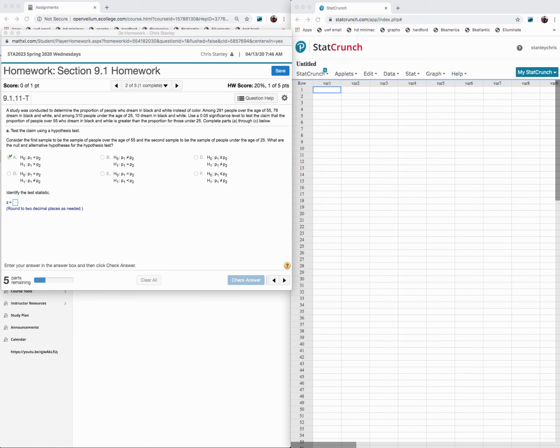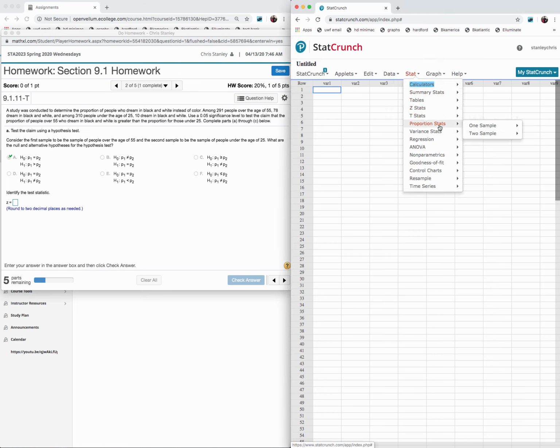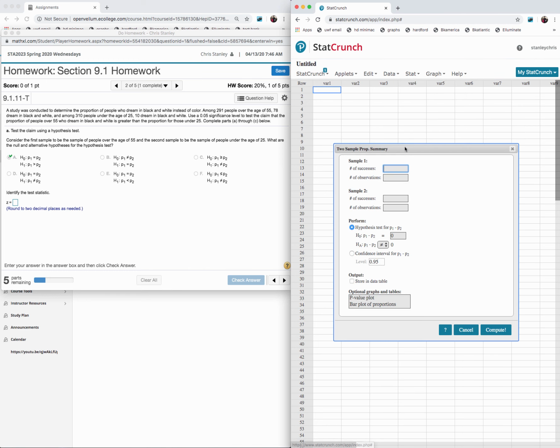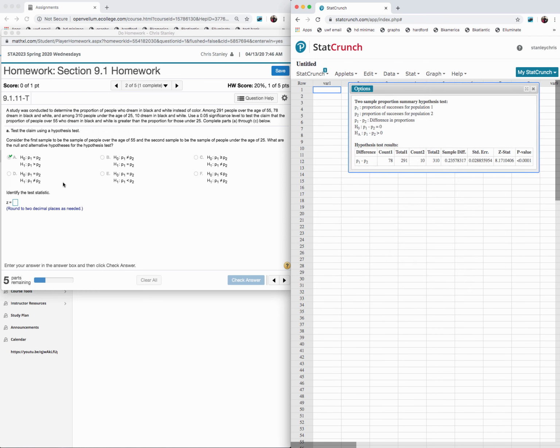Okay, that'll be probably the last time I go through in detail what's going on. I'll just do the test. Now we want to put in whoever the first one was, which was the older people, 78 out of 291. And the younger people were 10 out of 310. And my alternative should be a greater than, because that should match the claim. Compute 8.17.